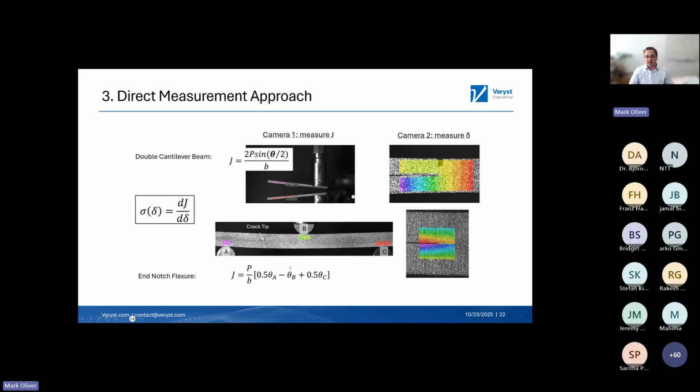You can do the same thing with an end-notch flexure test. The J integral J is a function of the load P and three angles, theta A, B, and C. So we put boxes at the three load points and measure the beam rotations. And then we put a second camera and measure the local crack tip displacements.